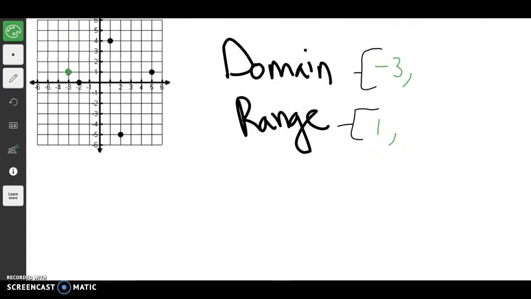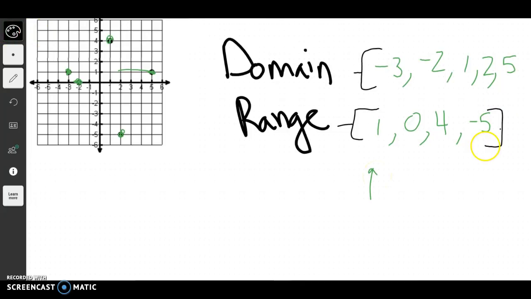For the next dot, we can see its domain is -2 and its range is 0. For the next dot, we can see its domain is 1 and its range is 4. For the next dot, we can see its domain is 2 and its range is -5. For the next dot, we can see its domain is 5 and its range is 1, which we already have in the list, so we are good.